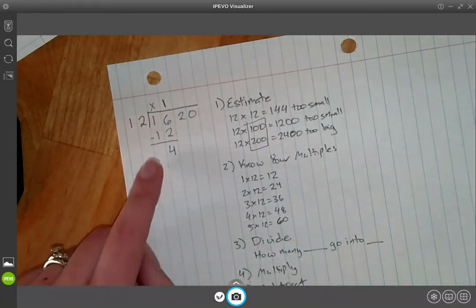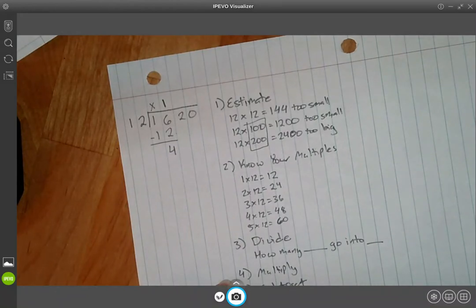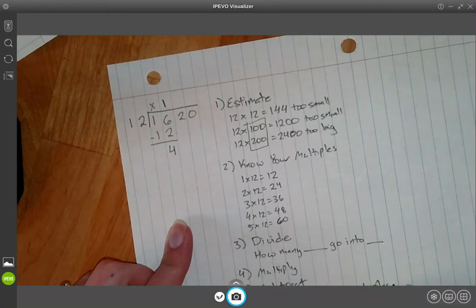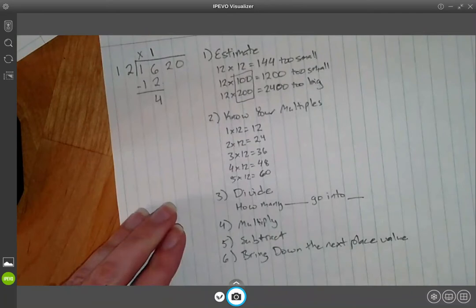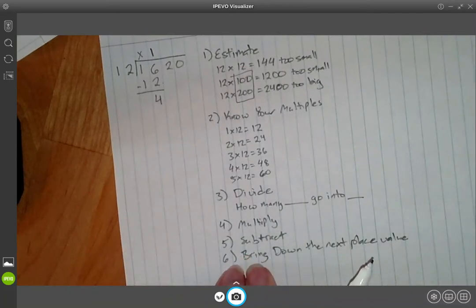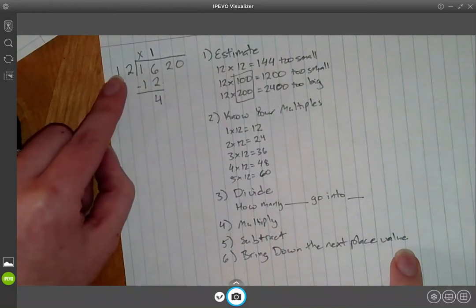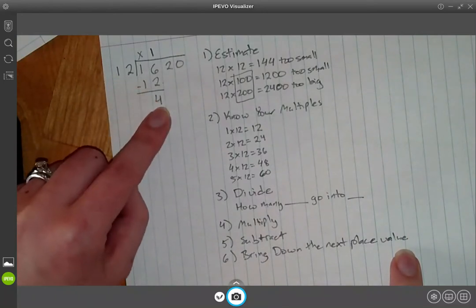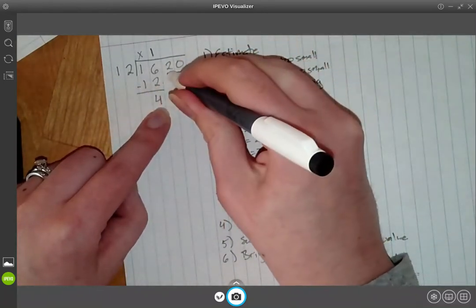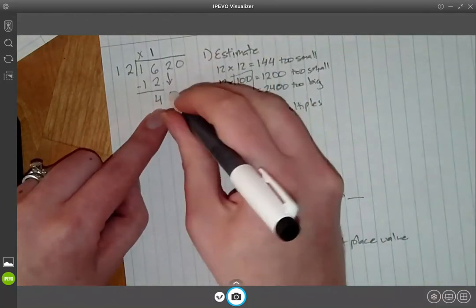So the next step after I've subtracted is I'm going to bring down the next place value. Oh, you can't see that. Let me move that up. So step 6, bring down the next place value. All right. So I have this 4 left over. I'm going to bring down the next place value. So I'm bringing down the tens place.